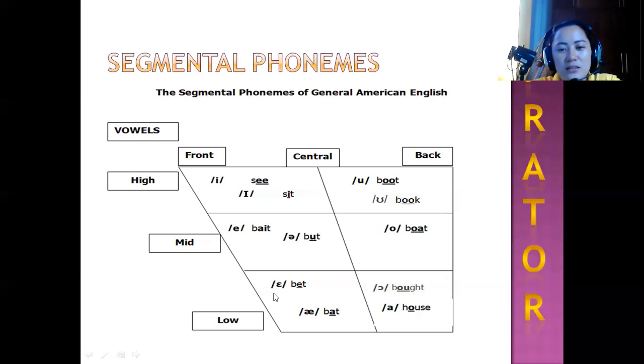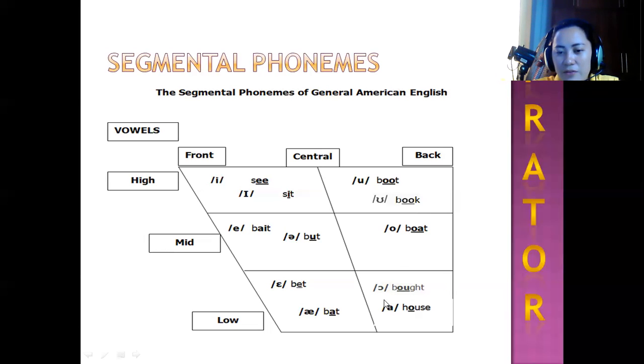Next, we have the short e, like in the word bet. We also have the short a, like in the words bat, bag, math. So we have here the long oo in the word booth. We have the short oo in the words book, look. We have also the long o in the word boat.